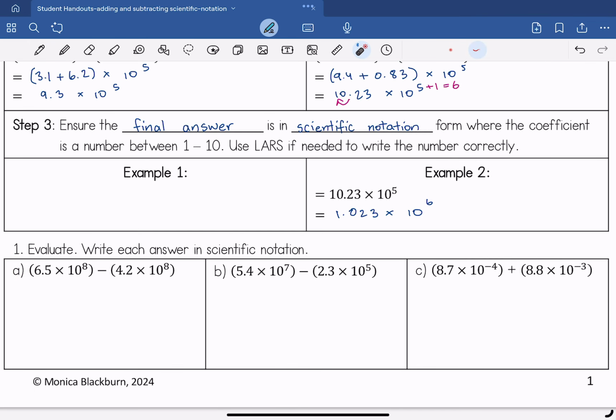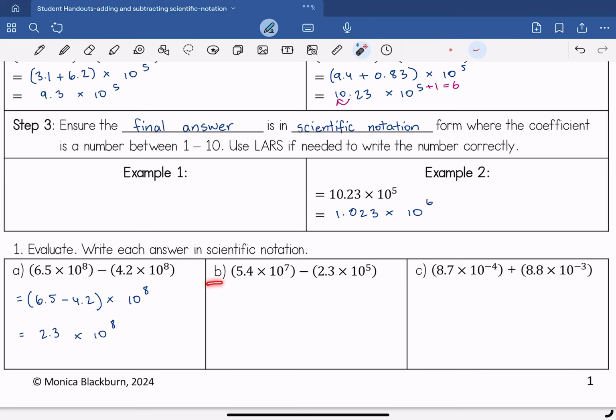1a. The first thing we'll take a look at is the exponent. The exponents are the same, so we're just going to subtract the coefficients, which is 6.5 minus 4.2 times 10 to the power of 8, which is equal to 2.3 times 10 to the power of 8.